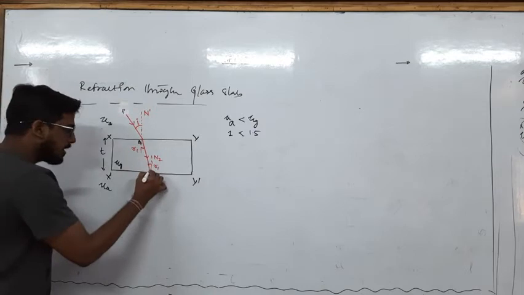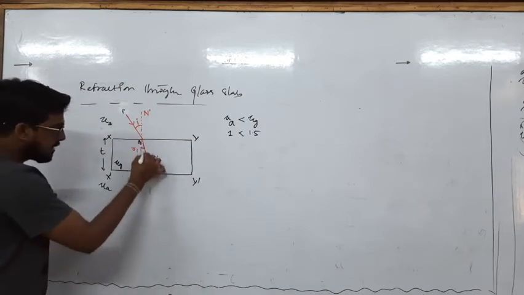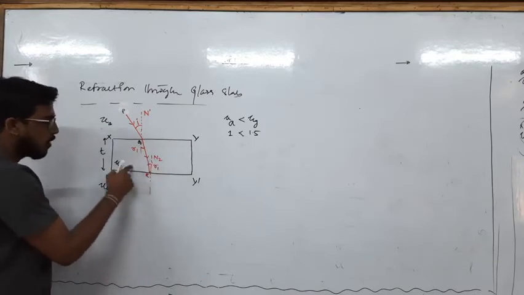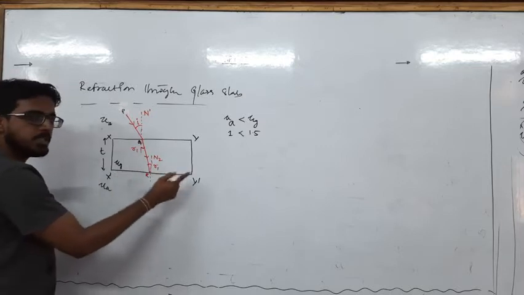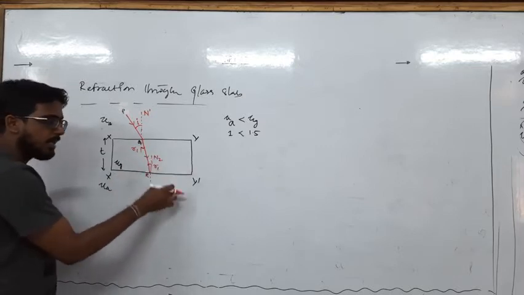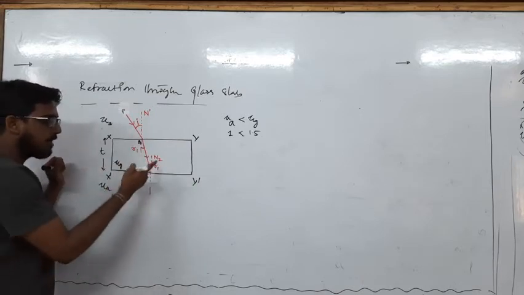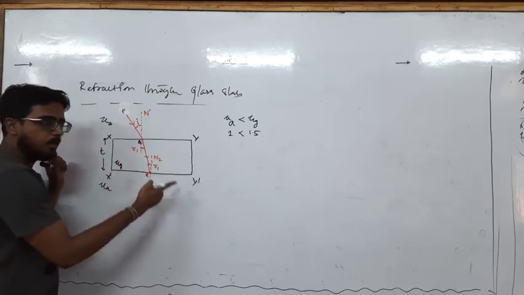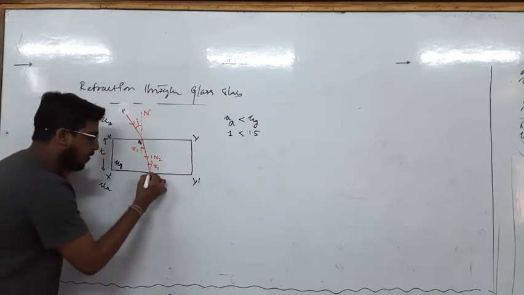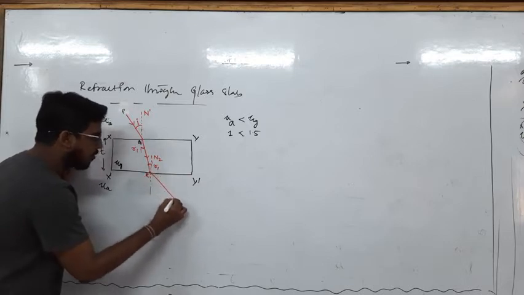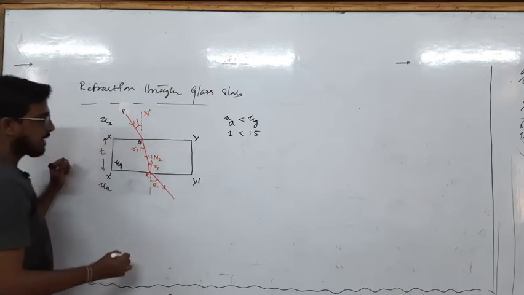Now for this ray QR, which is incident at normal N2 and goes through refraction at the interface X dash Y dash, which is separating the glass and air media, the incident ray is now traveling from denser medium to rarer medium, because glass is the denser medium and air is the rarer medium. That's why it will bend away from the normal. So it will move like this, and this angle will be known as the emergent angle E.